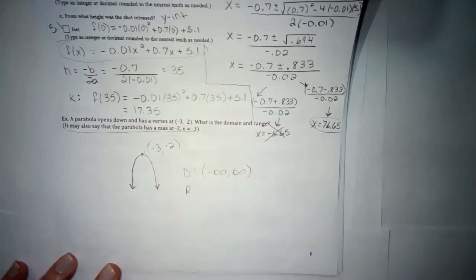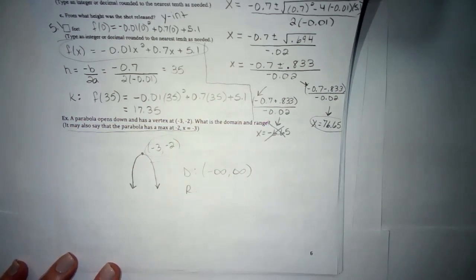Good. Okay, interval notation looks like that. Perfect. Now we want the range. So remember, the range always has one of the infinities with a parenthesis and then the y coordinate with a hard bracket. So let's figure out what order they go in.